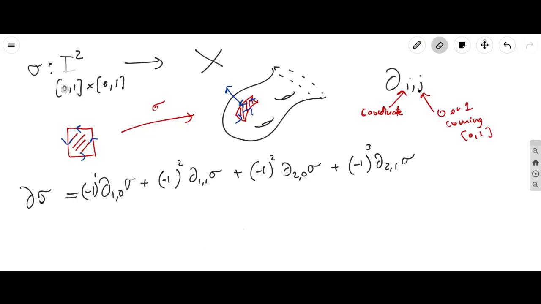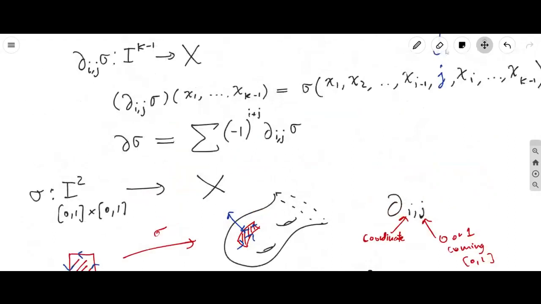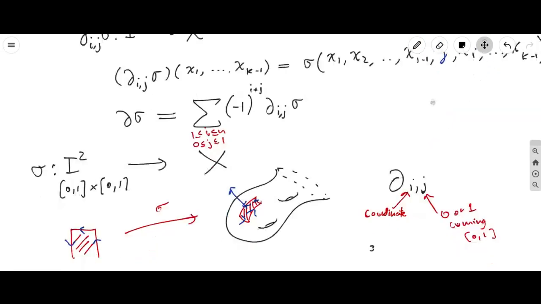So there's only 2 coordinates for this function. It's a function of 2 variables, so 1 or 2. But what you put for j will always be 0 or 1. So in general, what I should have said over here is i will range from 1 to n, and j will range from 0 to 1. So in total, you will have 2n terms. So you'll have more terms when you're using a simplex.